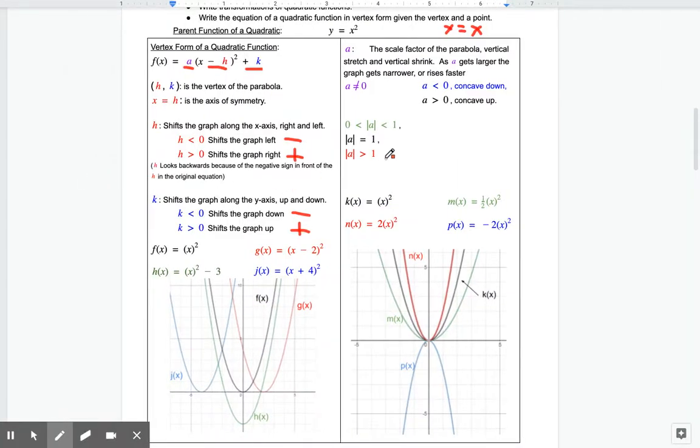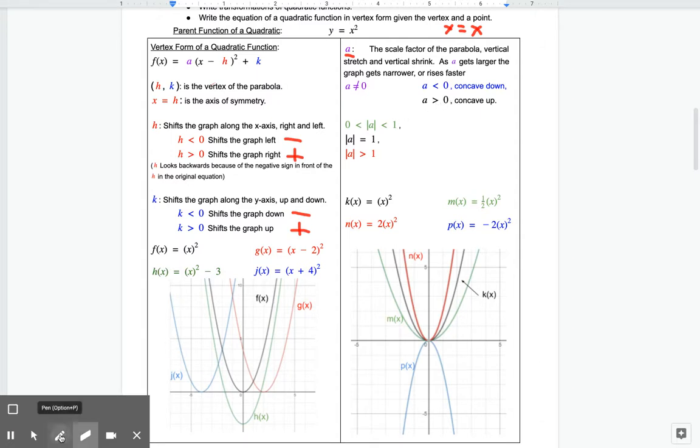One other thing that we have to talk about is our A value, or our scale. So the scale factor of the parabola is the vertical stretch and vertical shrink. As A gets larger, the graph gets narrower or rises faster. A cannot equal 0. If A was equal to 0, then this whole thing would drop out, and then we just get the function y equals k. And that is not a parabola.